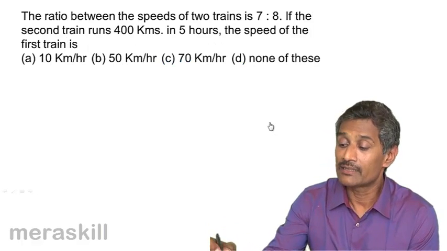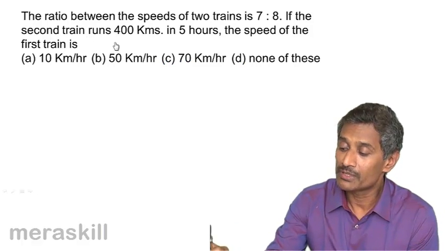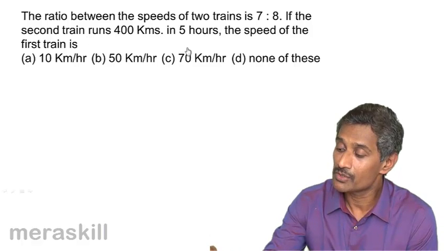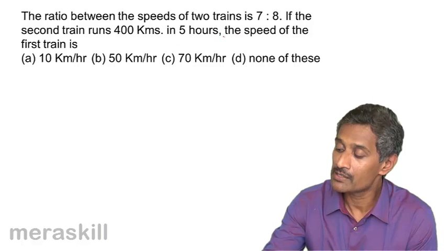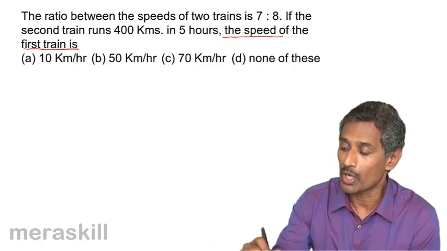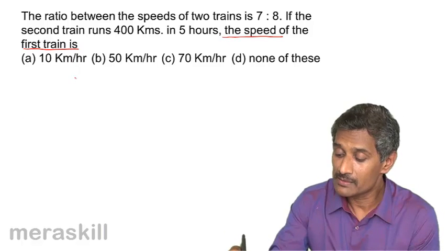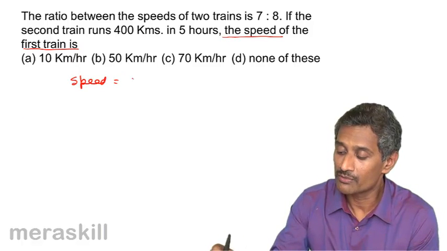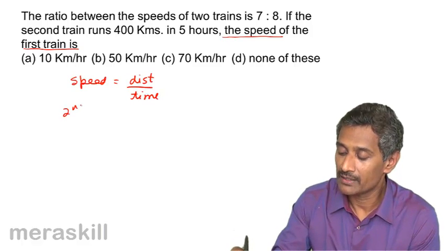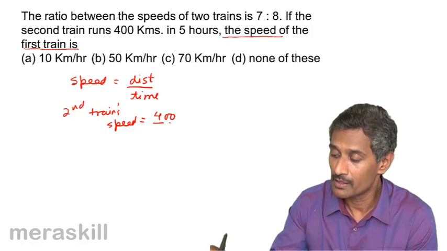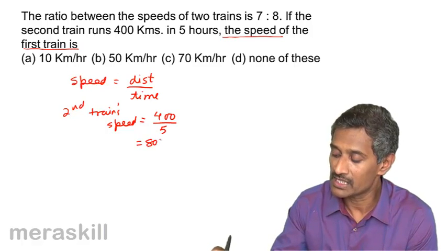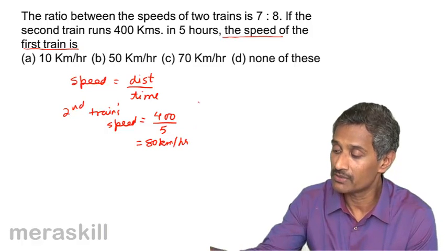Now, let's take this particular example. The ratio between the speeds of two trains is 7:8. If the second train runs 400 kilometers in 5 hours, what is the speed of the first train? Remember, speed is distance upon time. So the second train's speed is the distance it travels, 400 kilometers, upon 5 hours, which is 80 kilometers per hour.